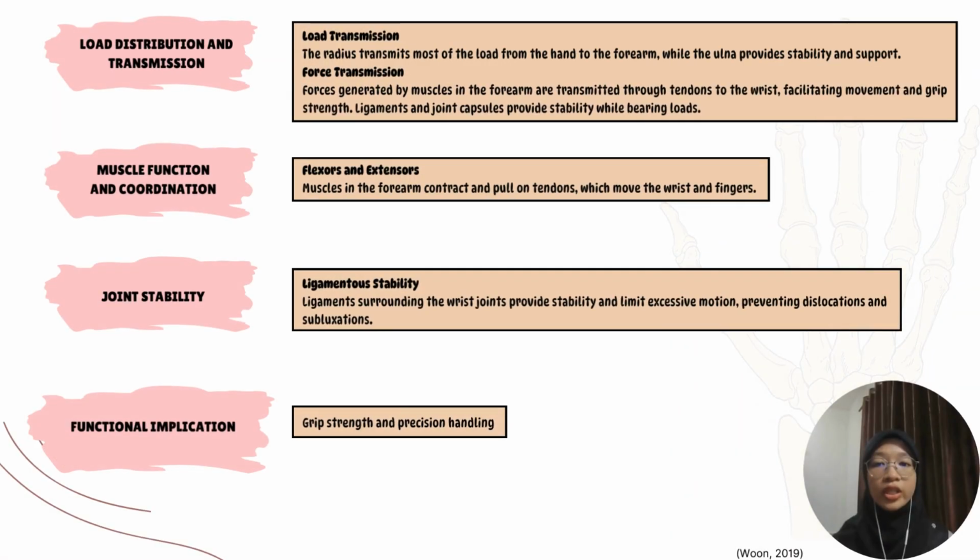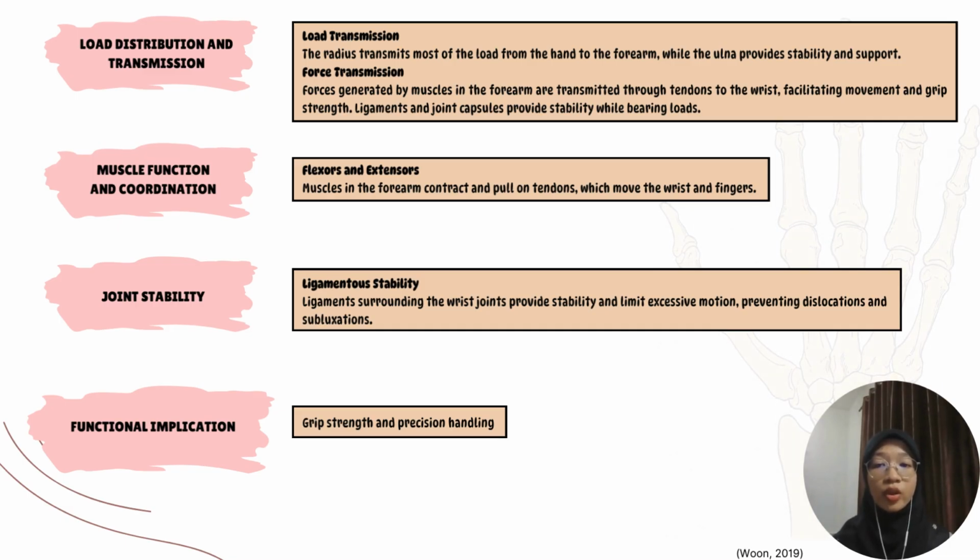For load distribution and transmission, the wrist experiences forces during activities such as pulling, pushing, lifting, and weight-bearing exercise. Understanding how these forces distribute across the wrist joint is crucial for preventing injuries and optimizing performance. For load transmission, the radius transmits most of the load from the hand to the forearm, while the ulna provides stability and support. Force transmission: forces generated by muscles in the forearm are transmitted through tendons to the wrist, facilitating movement and grip strength. Ligaments and joint capsules provide stability while bearing loads.